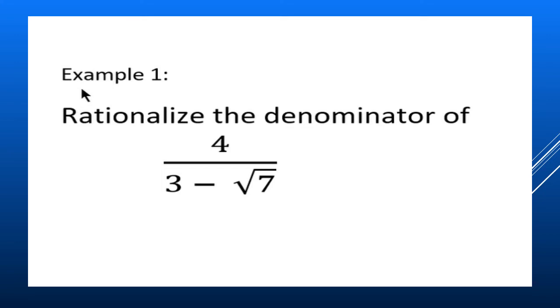In the first example, we have this fraction here, and you can see that in this fraction, we have root 7 in the denominator. Now, root 7 is an irrational number. So, let's see how we can rationalize this so that the denominator of this fraction becomes a rational number.